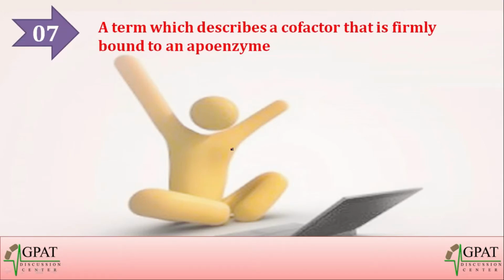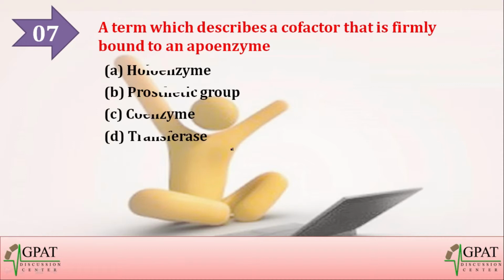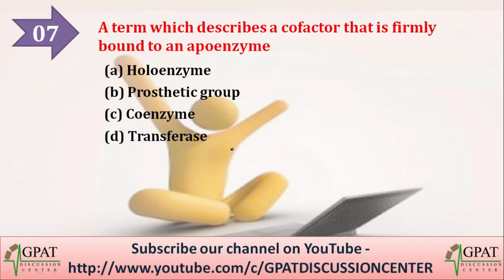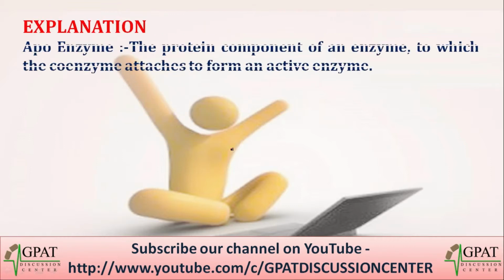a term which describes a cofactor that is firmly bound to an apoenzyme. So the options are option A, holoenzyme, option B, prosthetic group, option C, coenzyme, option D, transferase. So which is the term which is used to describe a cofactor that is firmly bound to an apoenzyme? So the correct answer is coenzyme is used to describe that. So let's have a discussion with the help of an explanation of what an apoenzyme is.